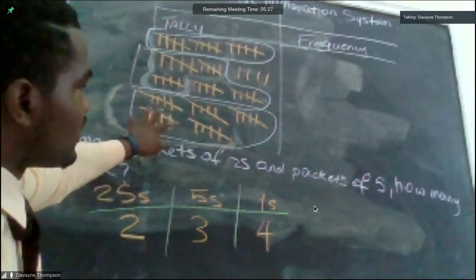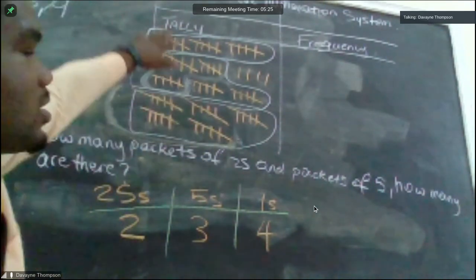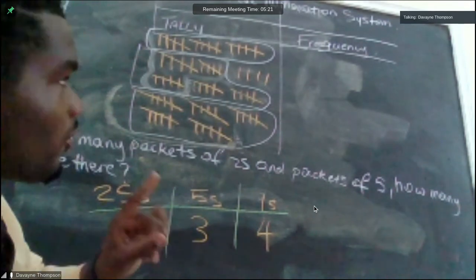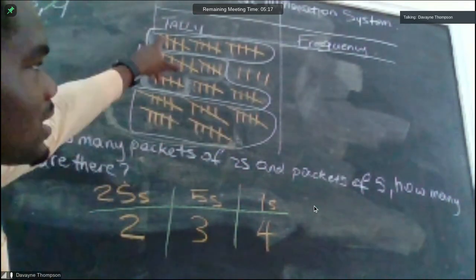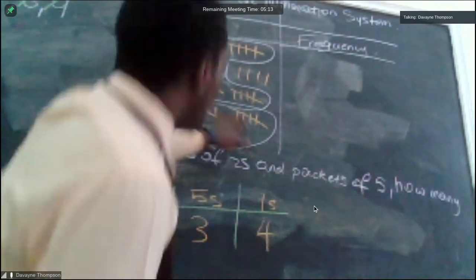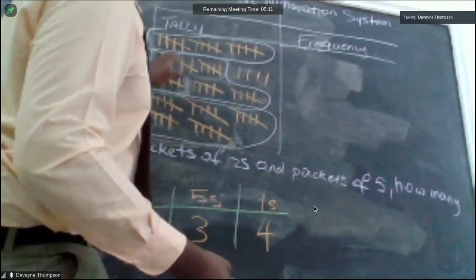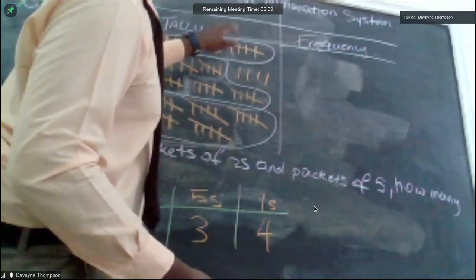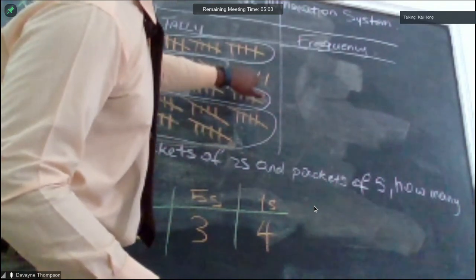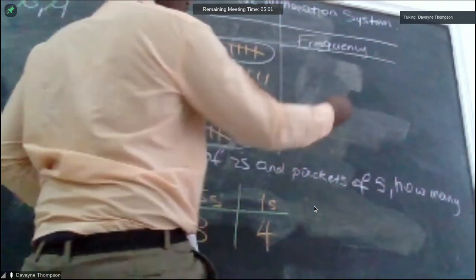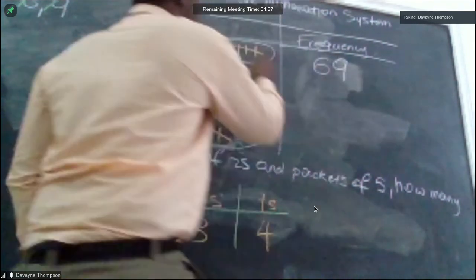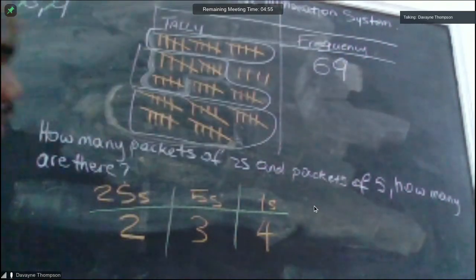So what did you do? You said 5, 10 until you finish a total amount of tally, right? Yes, sir. So therefore the frequency is the total amount of tally. So let's do it. 5, 10, 15, 20, 25, 30, 35, 40, 45, 50, 55, 60, 65, 66, 67, 68, 69. Exactly. There's going to be 69 total amount of tallies.